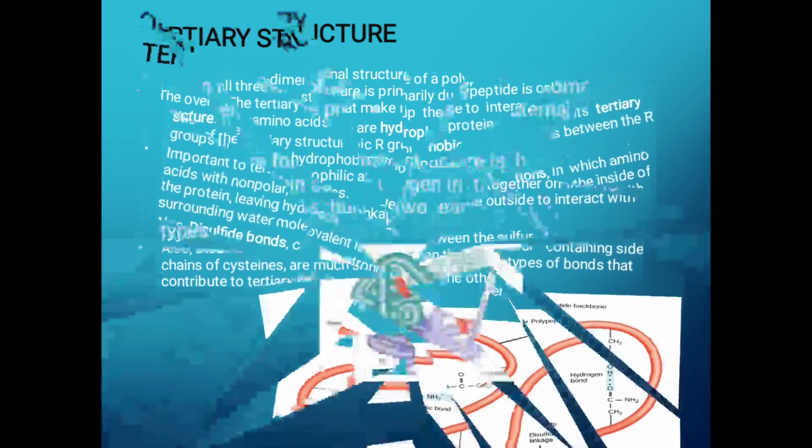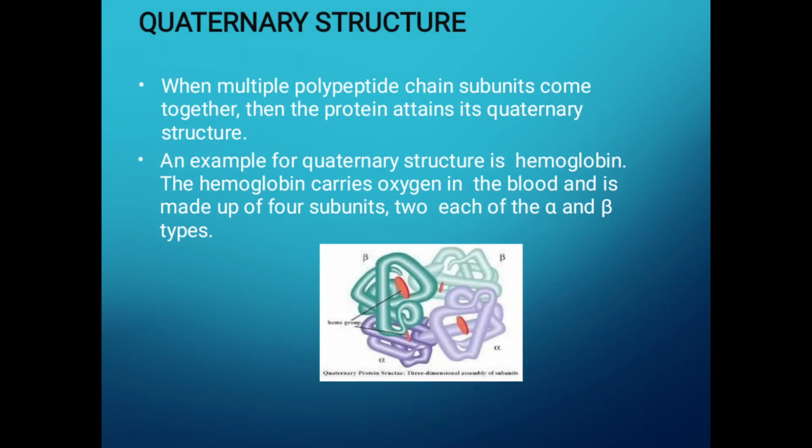Next is quaternary structure. When multiple polypeptide chain subunits come together, then the protein attains its quaternary structure. An example for quaternary structure is hemoglobin. The hemoglobin carries oxygen in the blood and is made up of 4 subunits, 2 each of the alpha and beta types.